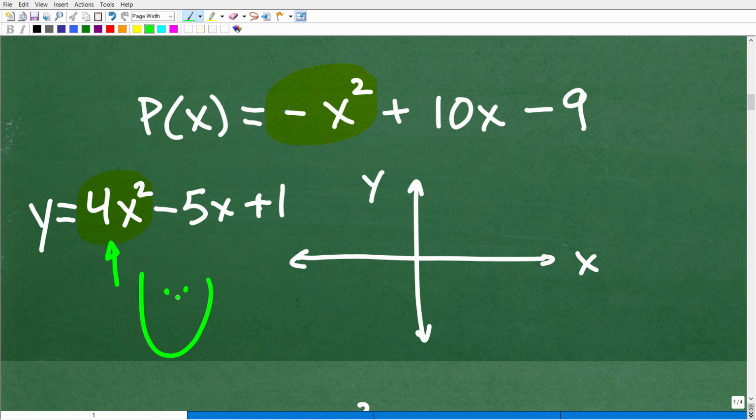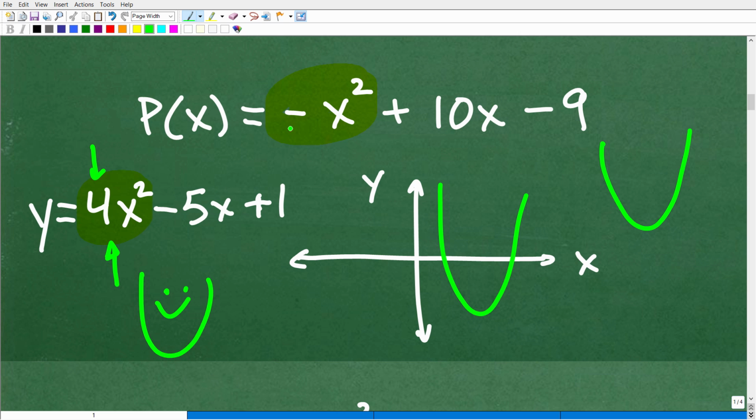When you have a positive leading term, that means we're going to have a positive, happy parabola just like this. And of course, I should have already defined or told you a parabola is a basic U shape like so. That's what a parabola looks like. And again, quadratic functions or quadratic equations that have a positive leading coefficient will have a positive parabola.